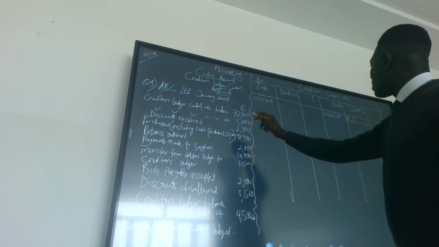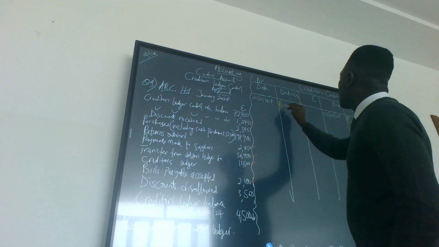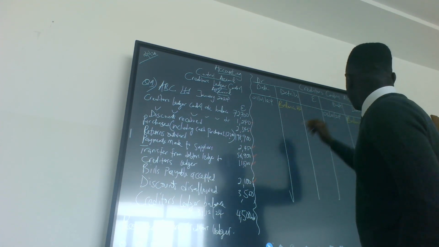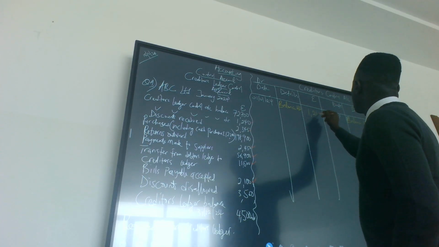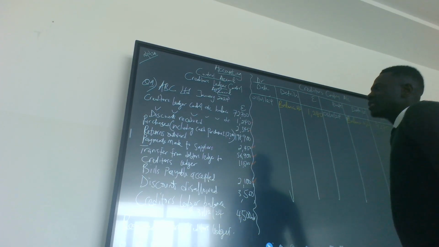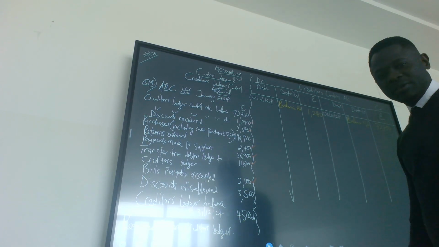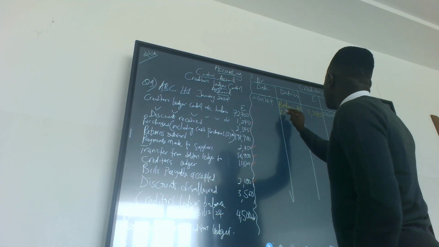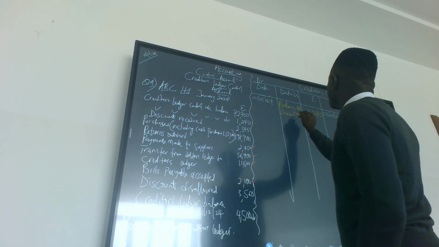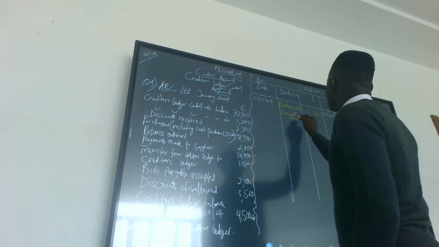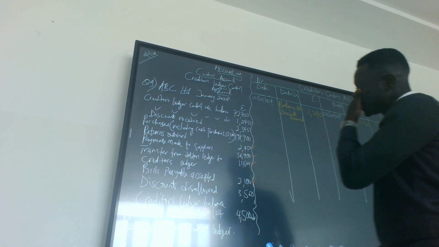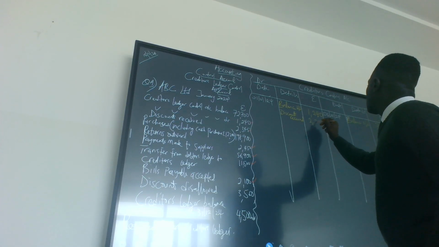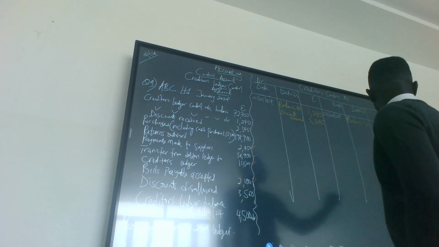On the debit side, we have balance brought down of 1,240. Then there's discount received. Discount received is also a debit balance. The discount received is 2,345.